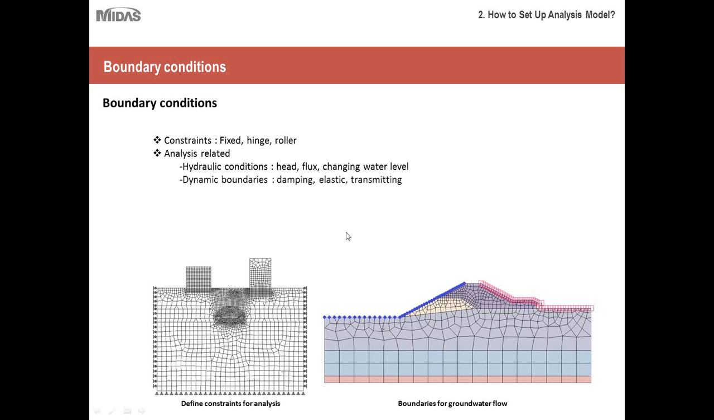Then for simulating seismic analysis, you would have to apply dynamic boundaries such as damping, elastic, or transmitting springs. Then for slope stability analysis, you have to apply boundary as failure surfaces, which should be circular or polygonal. And boundary conditions can also be applied as structural components like plate or beam end releases, depending upon the behavior of your structural component.